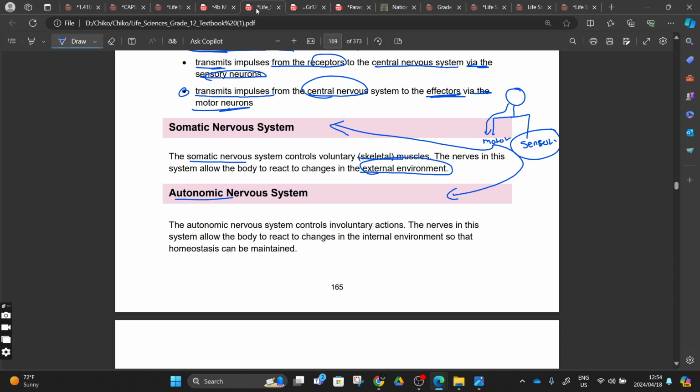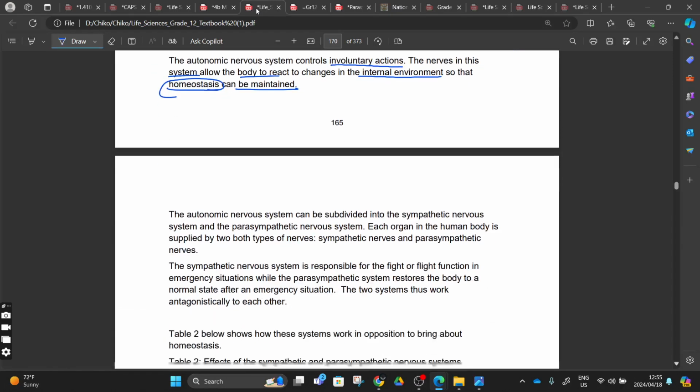So this one will be mostly our reflex arc, where we are touching a hot surface and the receptors respond. For us to respond there, we mostly use our somatic nervous system to respond to other stimuli, right? Both those simple reflex actions. Then we have the autonomic nervous system, which controls involuntary actions, right? The nerves in this system allow the body to react to changes in the internal environment so that homeostasis can be maintained, right? You talked about homeostasis. We understand that one.